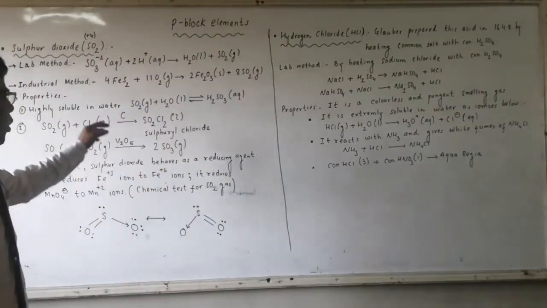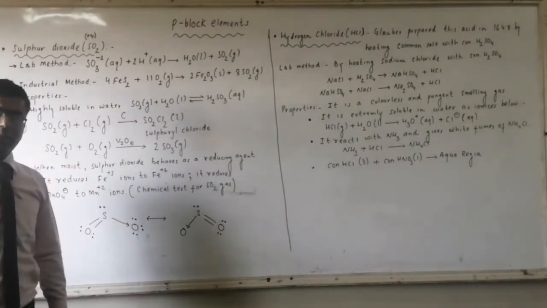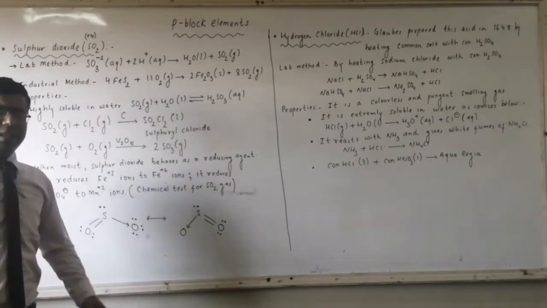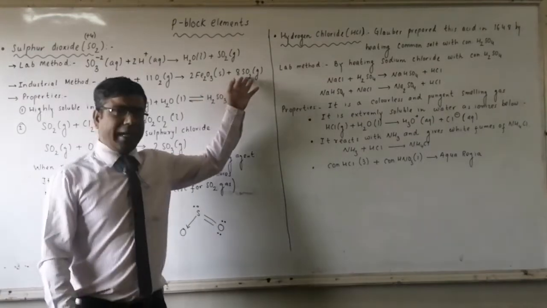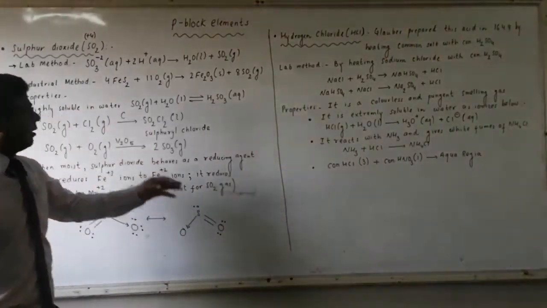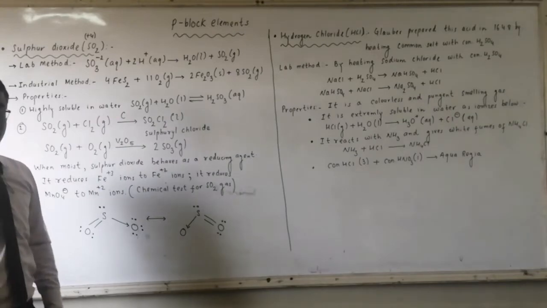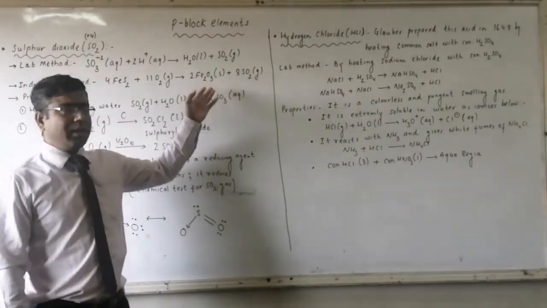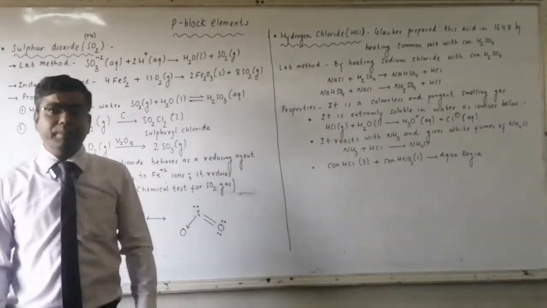So when sulfide ores are roasted, or when sulfide ore undergoes roasting, then SO2 gas is formed as a byproduct. Here we have taken iron sulfide. On roasting forms Fe2O3, that is hematite, and sulfur dioxide is formed as a byproduct.